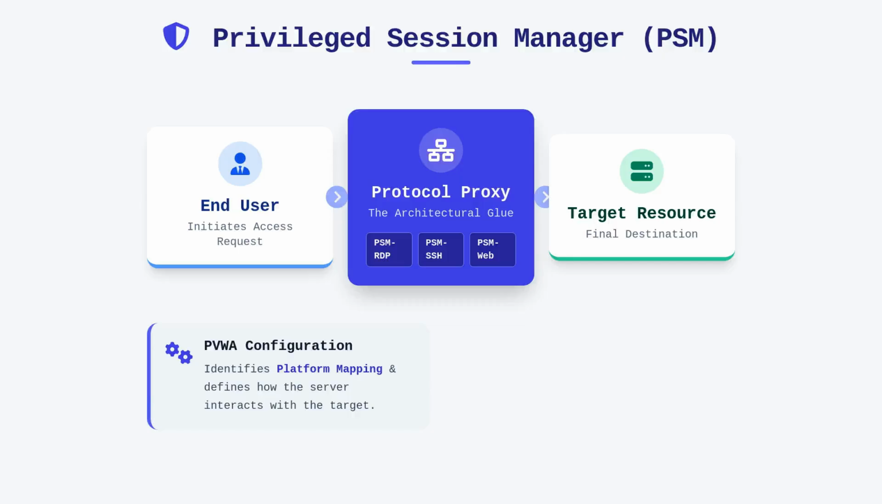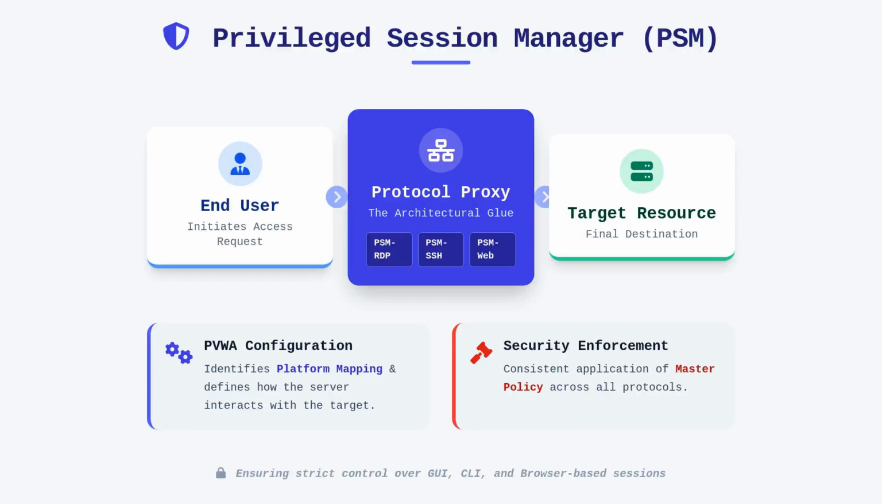When you initiate a session, the PVWA identifies the platform associated with the account and checks which connection components are mapped to it. This mapping allows an administrator to strictly control whether a user can connect via a graphical interface, a command line, or a browser-based session. It is the architectural glue that ensures that the security requirements defined in the master policy are consistently enforced across all sessions, regardless of the protocol or target technology.